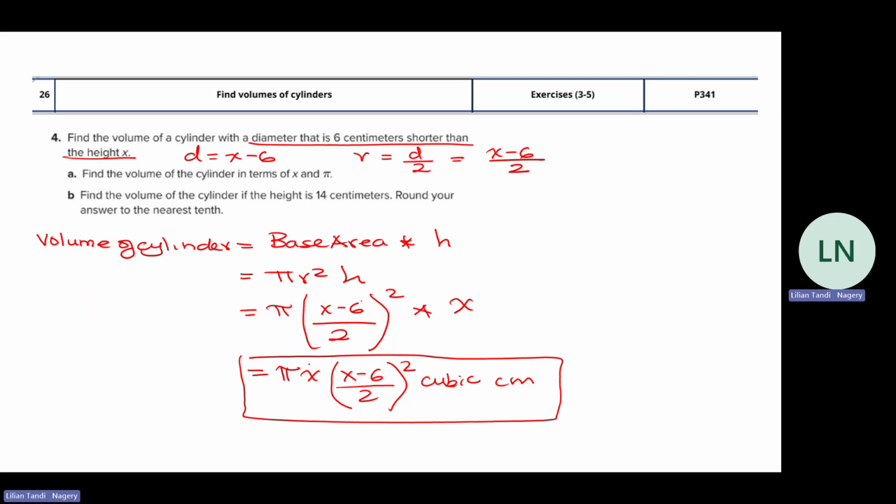And then find the volume if the height is 14. Height is x. So x is 14. So replace 14 where you have x. So this will be equals to pi times 14 times 14 minus 6 divide 2 and you square it. Okay?